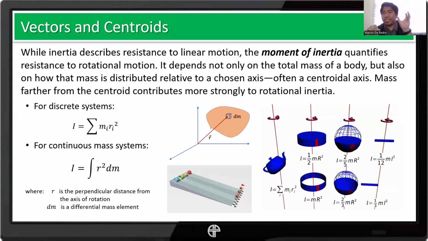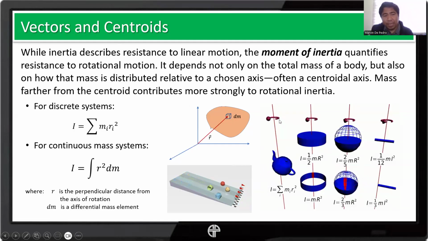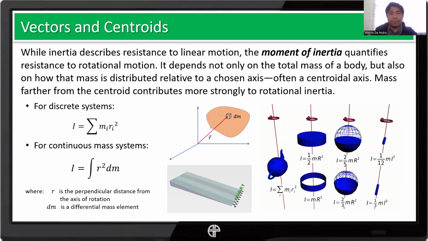If a force is exerted on the heavy part, then there is a bigger chance that the object will rotate. Okay, so for discrete systems, we have this formula for solving the moment of inertia. Basically, we take the sum of the individual masses times their respective perpendicular distance from the axis of rotation, squared, of those r.